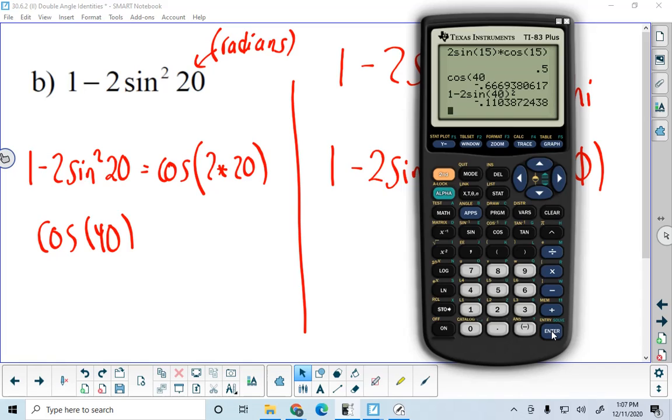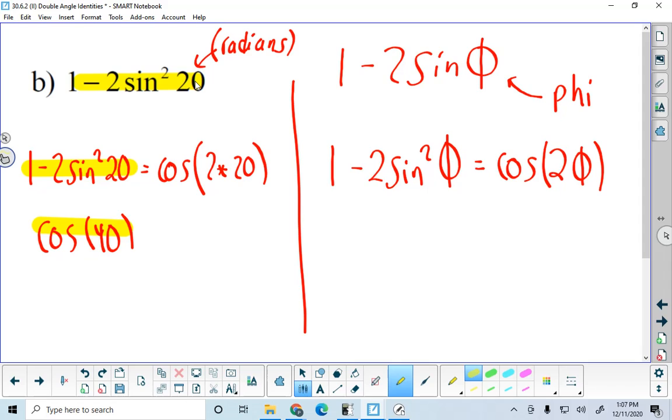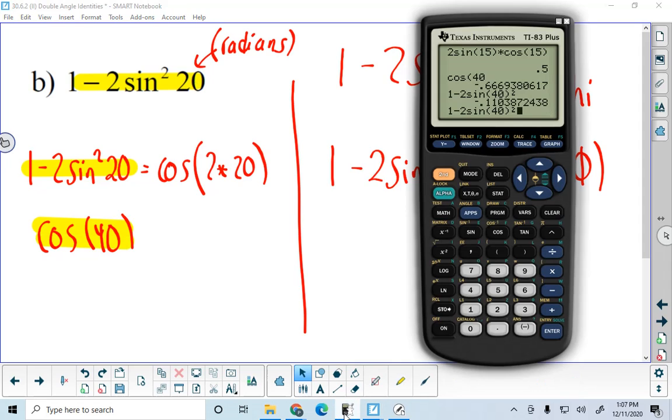Oh, really? How many of you see what I did wrong there? You won't see it by focusing only on the calculator. You have to look at the question. Should be 20. That's right, Amy. It was 1 minus 2 sine squared of 20. Right? That's what we are finding out is equal to cos of 40. So this should be 20. And you get the same thing.